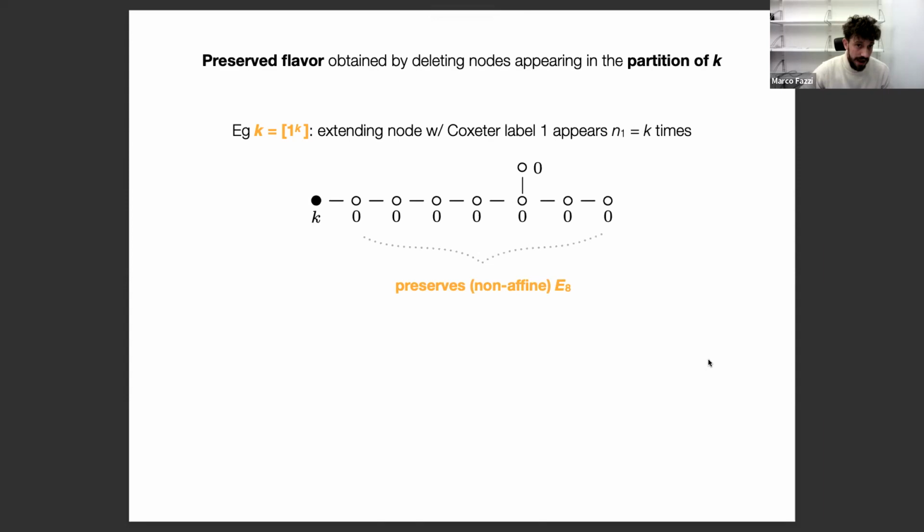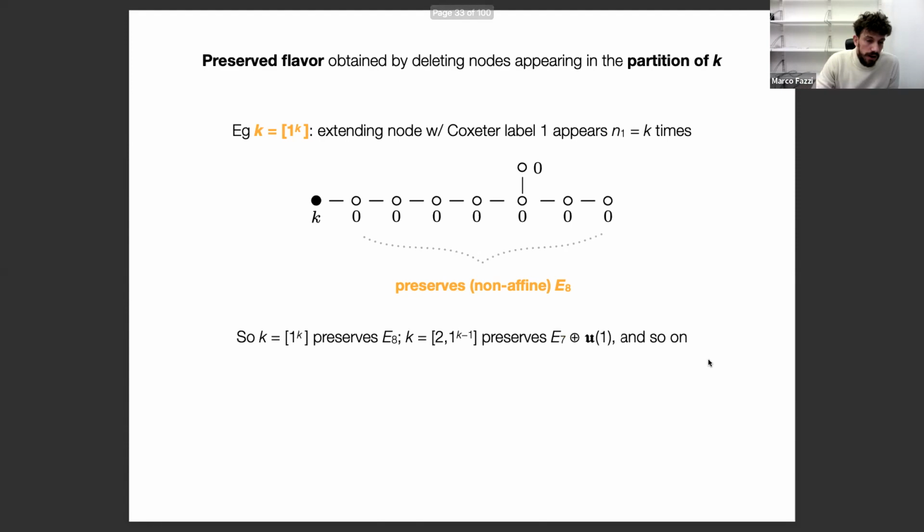And this basically means that I'm choosing N1 equal K times the extending node of the affine E8. So what I'm left with is just the non-affine E8. And this means that your choice of homomorphism, your boundary condition at infinity, preserves the full E8. By the same token, K partitioned as 2 and then K minus 1 times 1 would preserve not the full E8, but rather E7 plus a U1, and so on.